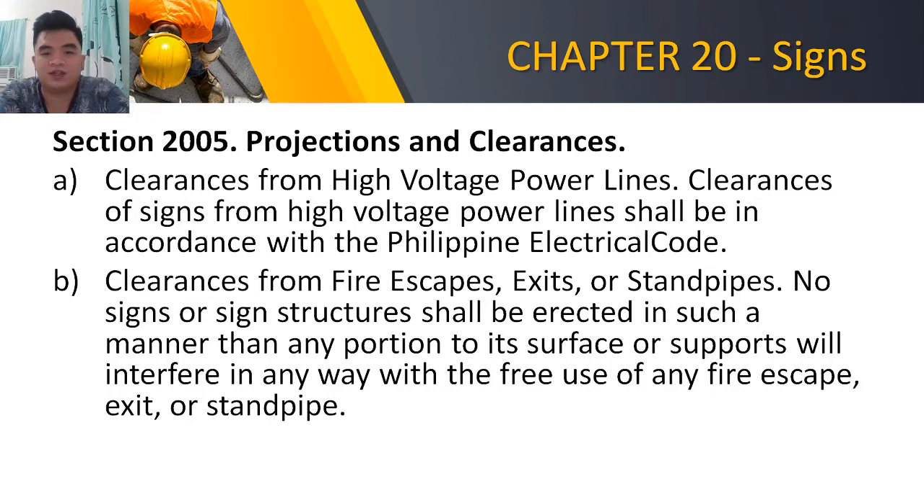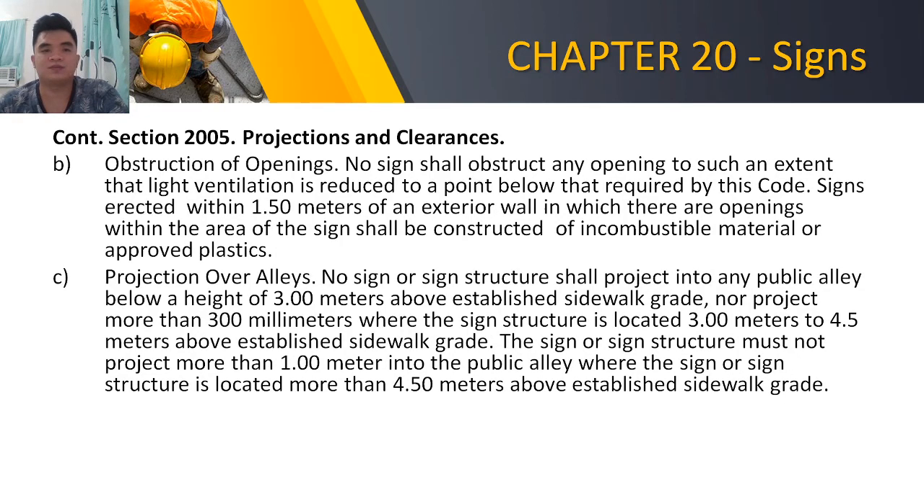Clearances from fire escapes, exits, or standpipes. No sign or sign structure shall be erected in such a manner that any portion of its surface or supports will interfere in any way with the free use of any fire escape, exit, or standpipe. Obstruction of openings. No sign shall obstruct any opening to such extent that light and ventilation is reduced to a point below that required by this code. Signs erected within 1.5 meters of an exterior wall in which there are openings within the area of the sign shall be constructed of incombustible material or approved plastics.